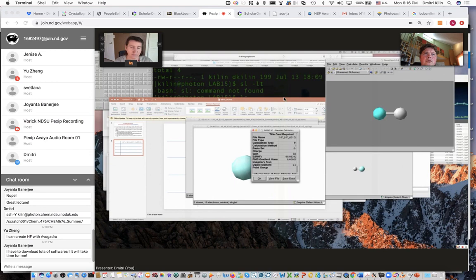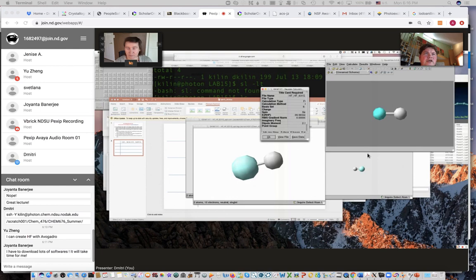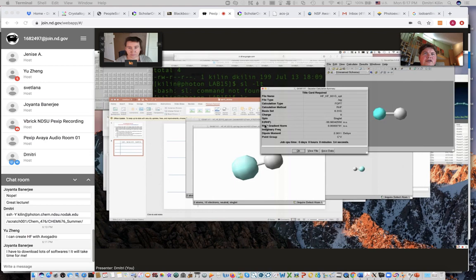So the energy that we need is under the E brackets RHF. So it is minus 99.9 something in atomic units. And we may want to save this number into the table.